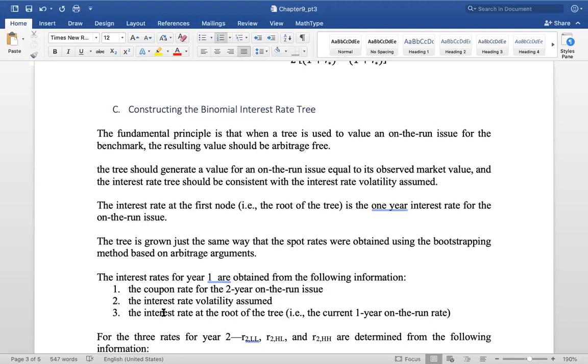Given these things, a guess is then made for the lower rate node, which is R1L. So we make a guess for the lower rate node. The upper rate R1H is then not guessed, but instead is determined by the assumed volatility of the 1 year rate. The formula for determining R1H given R1L is specified by some interest rate model. Using the R1L that was guessed and the corresponding R1H, the 2 year on-the-run issue can be valued.